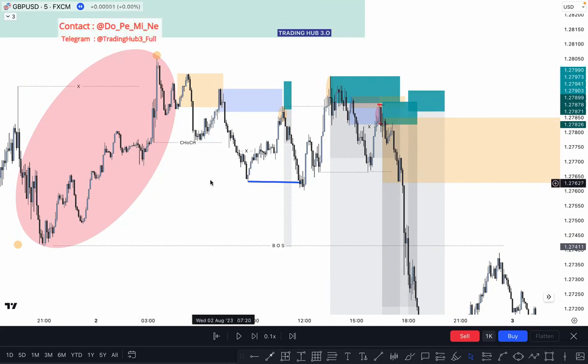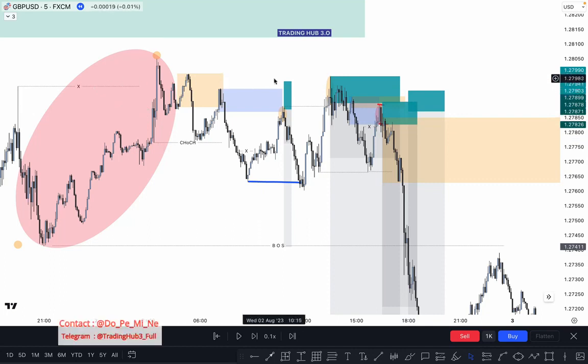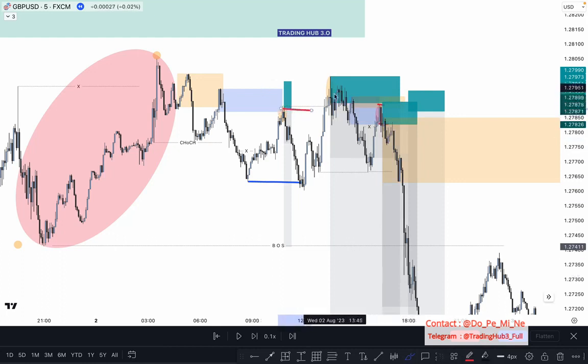Why choch? Why choch, sir? This is the first pullback after grabbing the liquidity, that's why. No sir, we are not selling without inducement. You can see here this inducement is also taken out in a lower time frame, then we are selling.